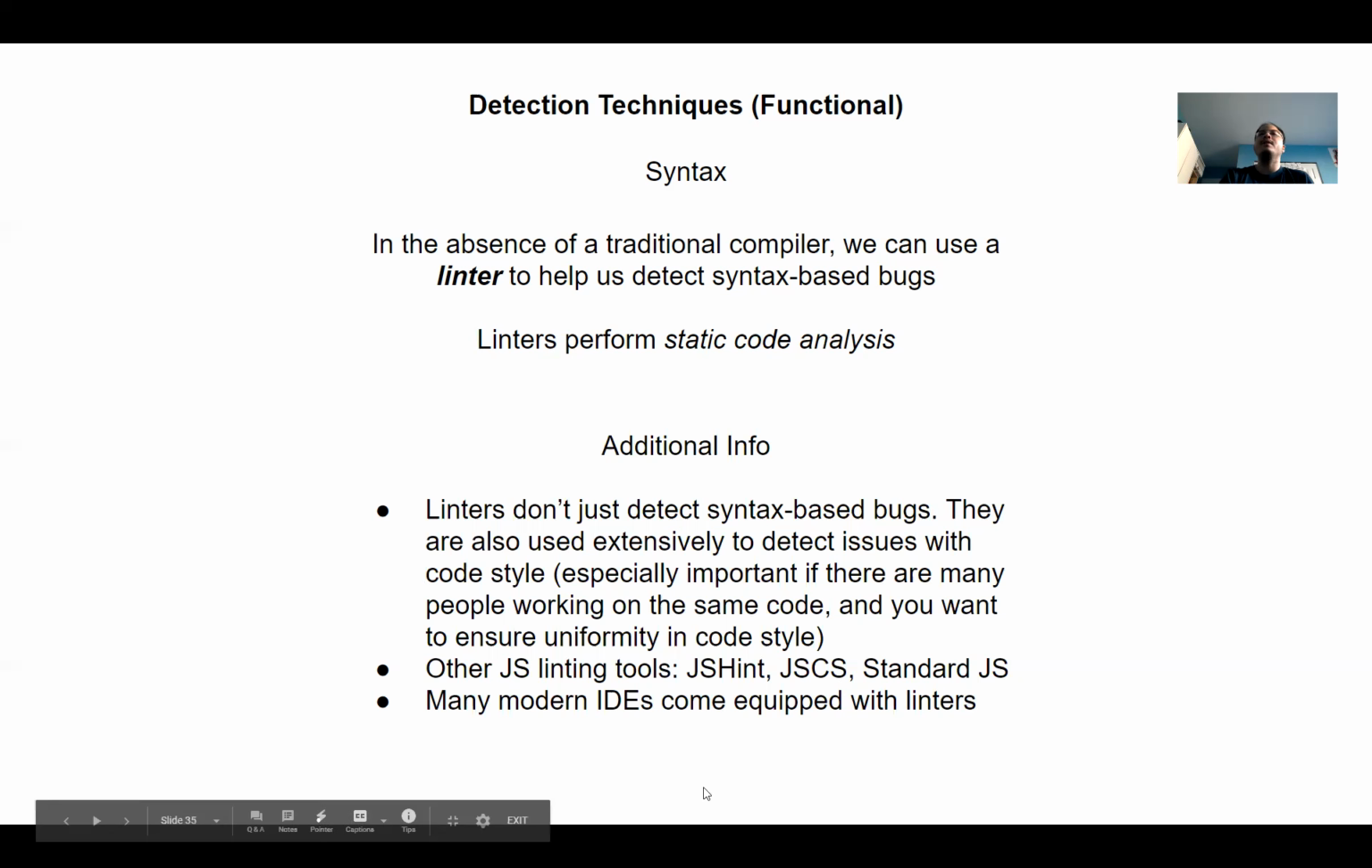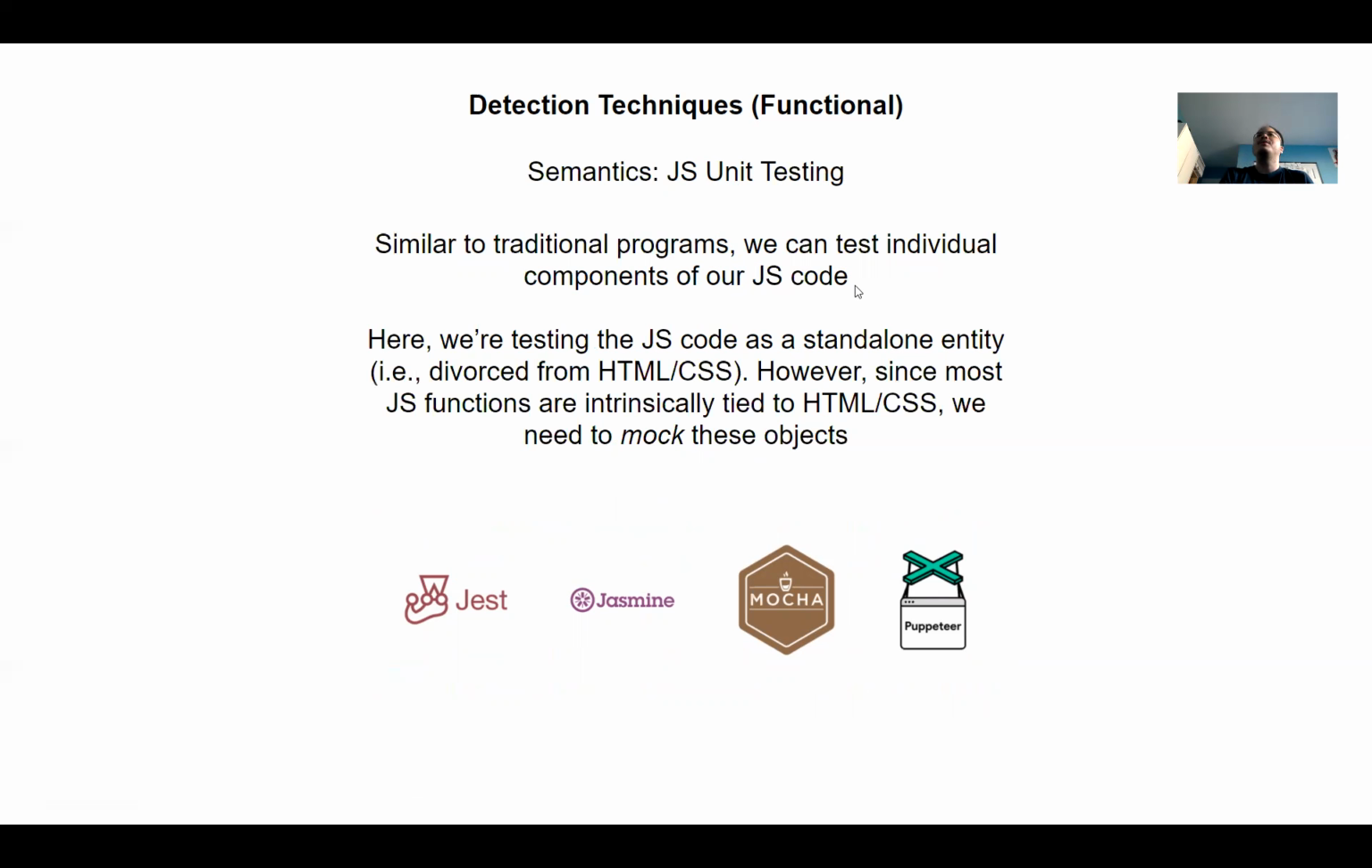Now on the semantic side, as I mentioned earlier, when it comes to detection, one of the most common things that we do obviously is testing. So there's different kinds of tests that you can run. You can run unit tests, for example. So similar to those Java and C++ programs, you can test individual components of your code. So that's what unit testing is. So in this case, we're testing the JavaScript code as a standalone entity, kind of divorced from the HTML and the CSS code.